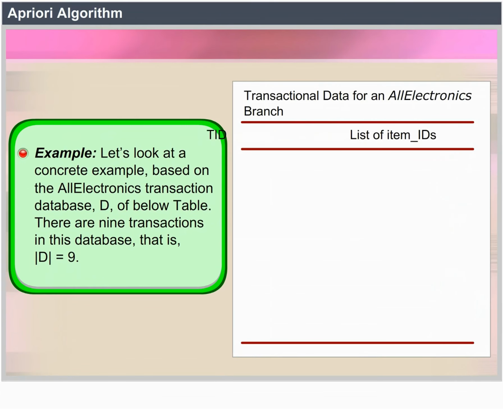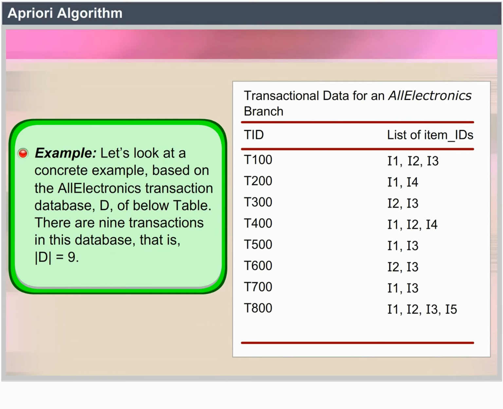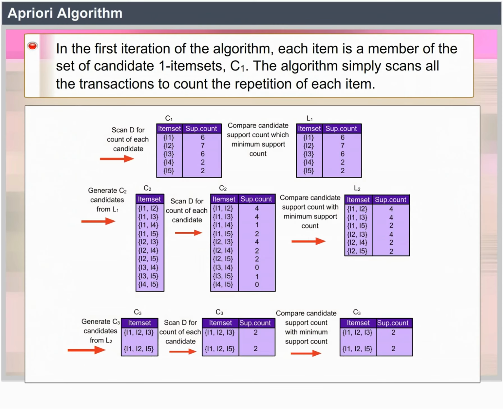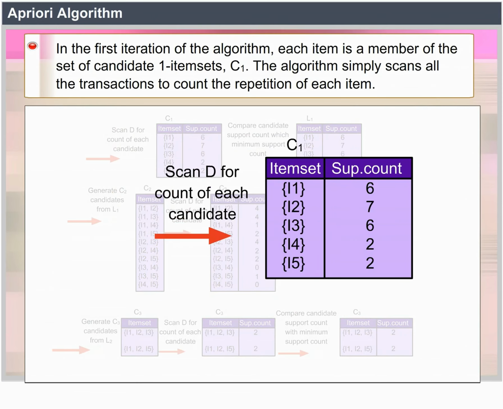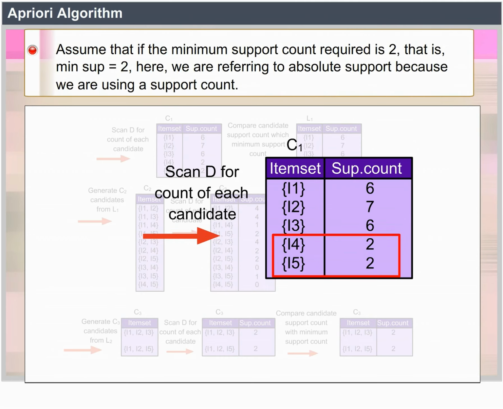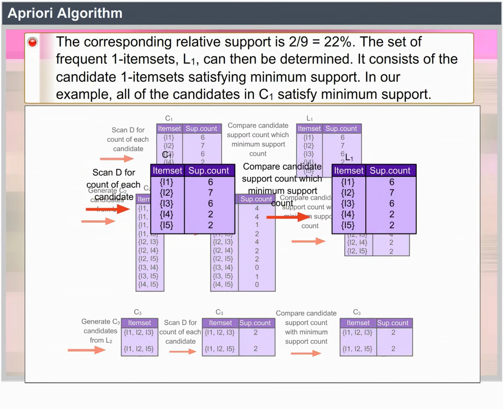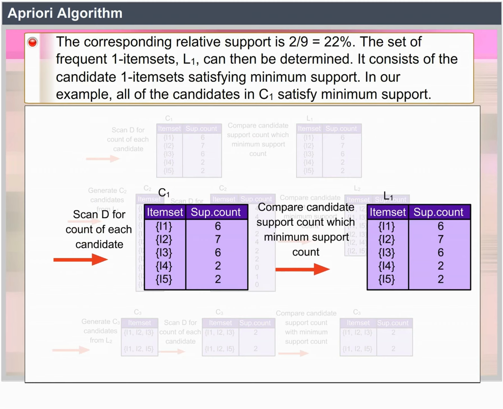Example. Let's look at a concrete example based on the AllElectronics transaction database D of the below table. There are 9 transactions in this database, that is, |D| = 9. In the first iteration of the algorithm, each item is a member of the set of candidate 1 item sets, C1. The algorithm simply scans all of the transactions to count the number of occurrences of each item. Suppose that the minimum support count required is 2, that is, min_sup = 2. Here we are referring to absolute support because we are using a support count. The corresponding relative support is 2/9 = 22%.